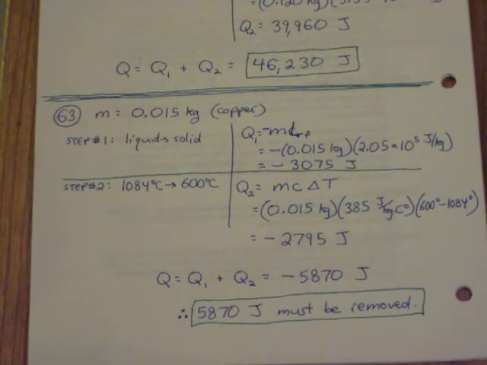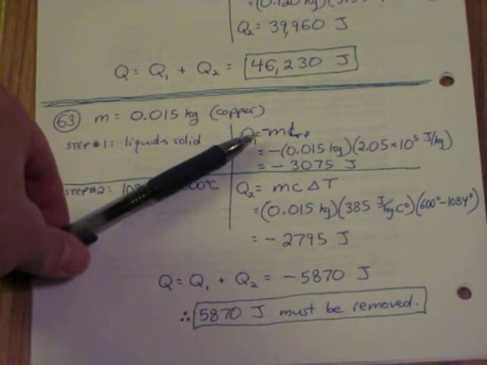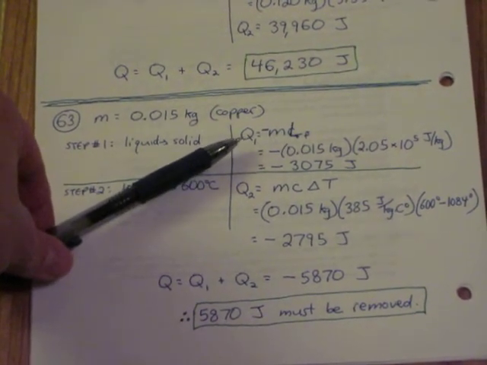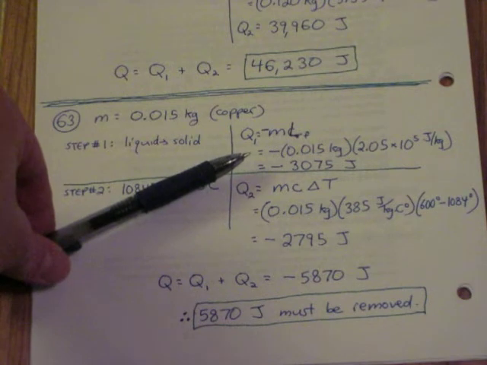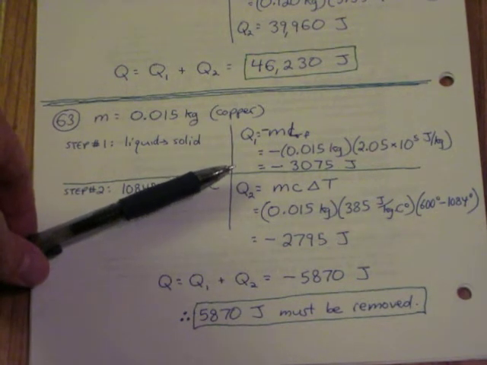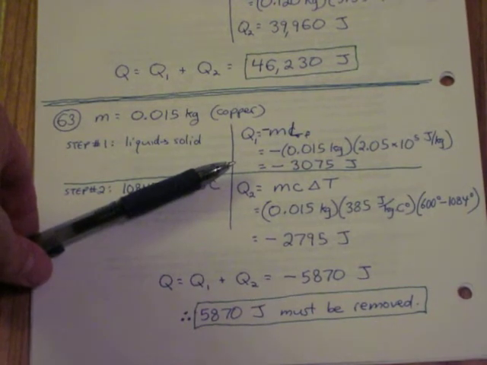So for step 1, notice here I've included the negative sign. You're going to have to insert that because you have to realize that we're removing heat. So Q of step 1 is negative m times L of F. So we have the mass of 0.015 kilograms times the heat of fusion of copper, 2.05 times 10 to the 5th. So we get the heat removed for the first step is 3,075 joules.